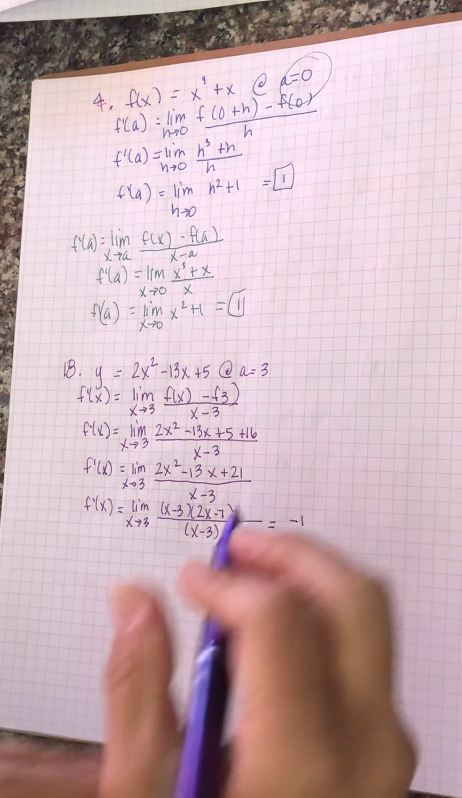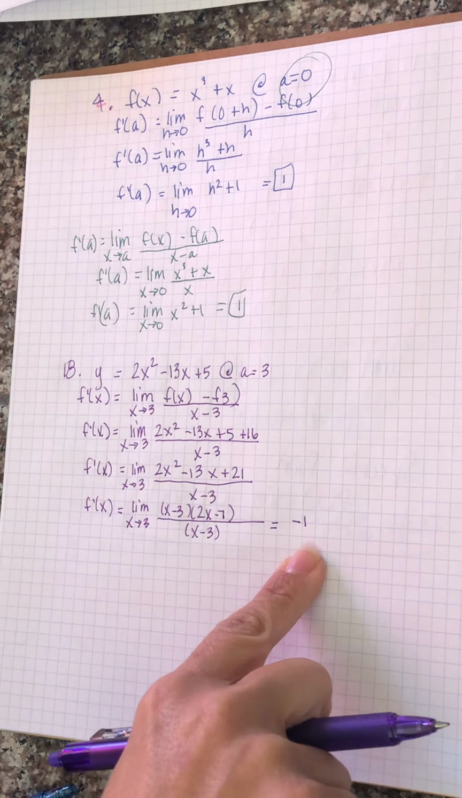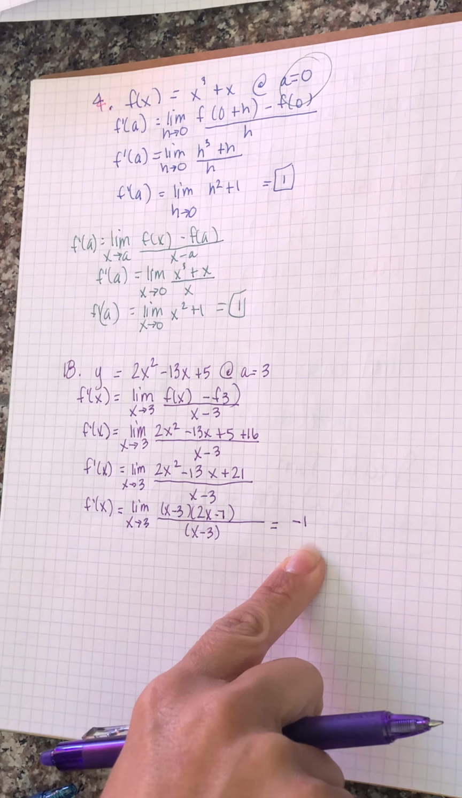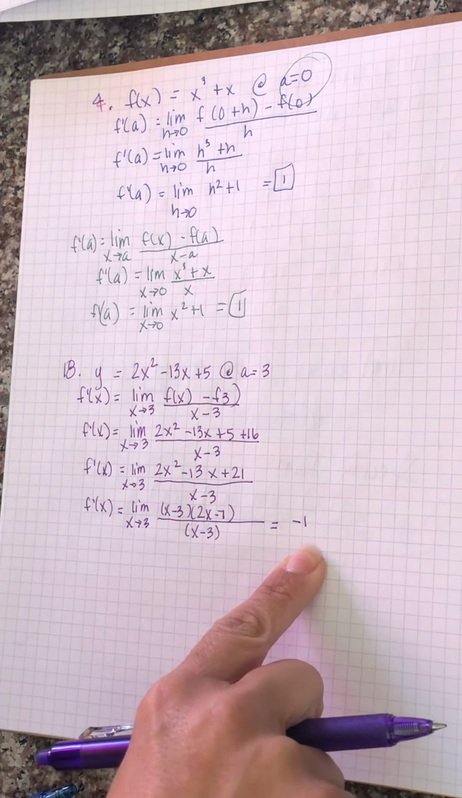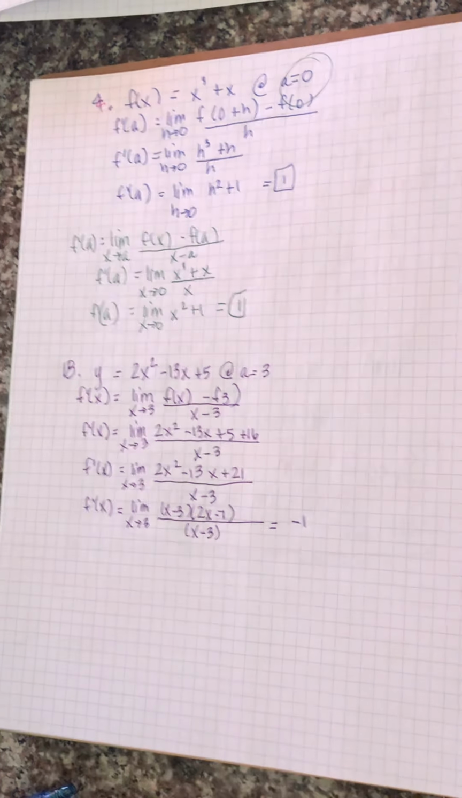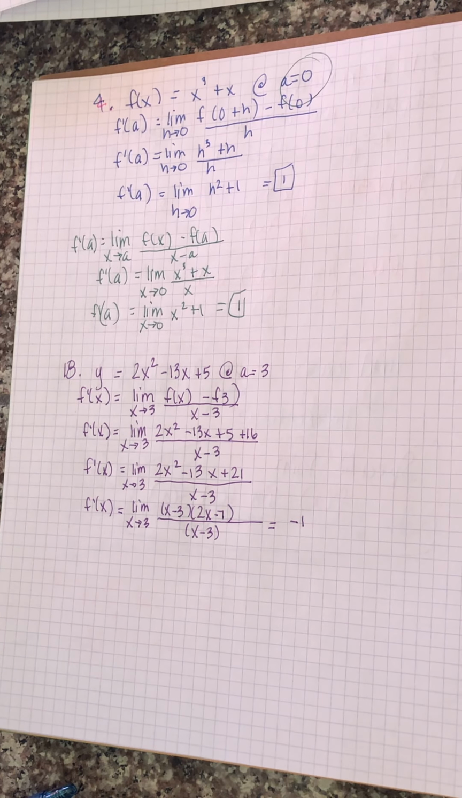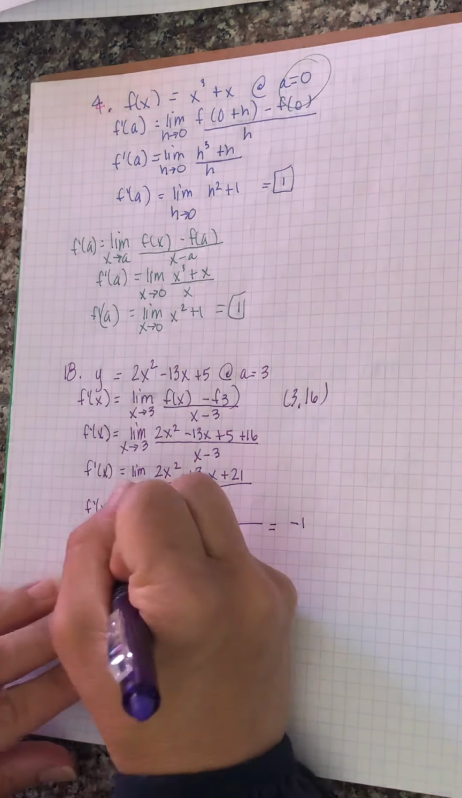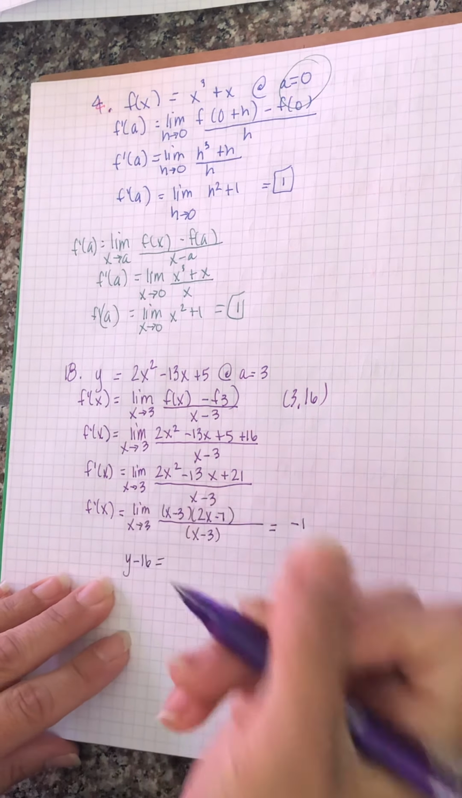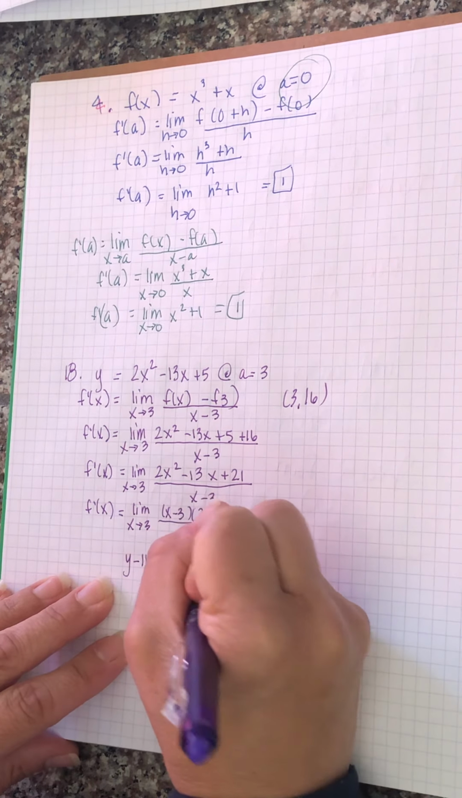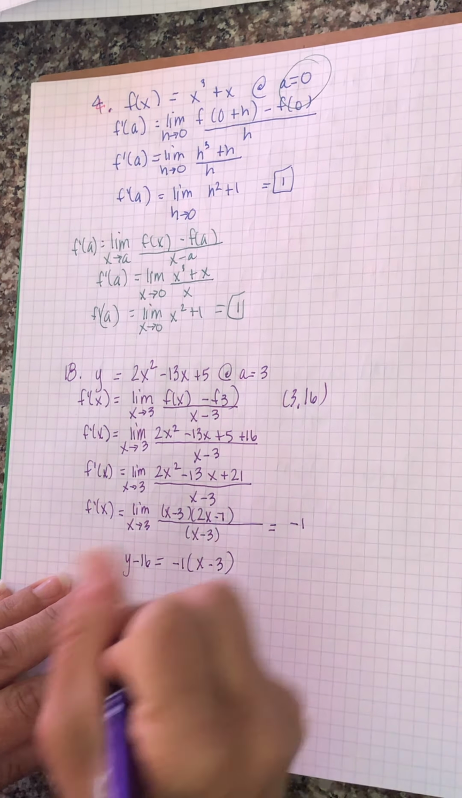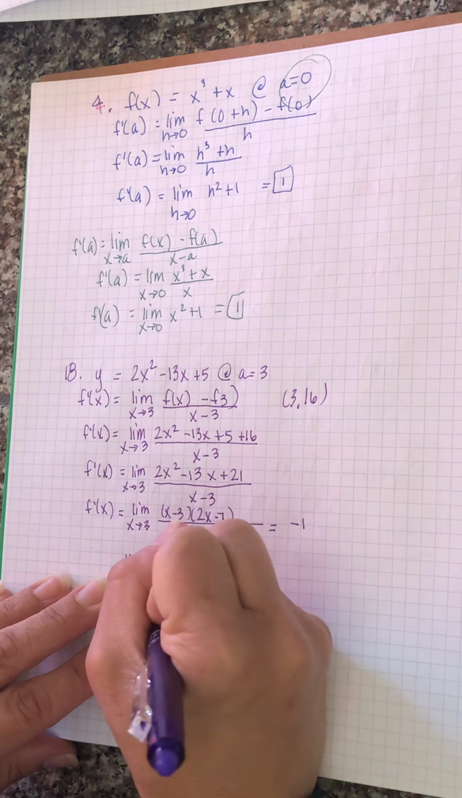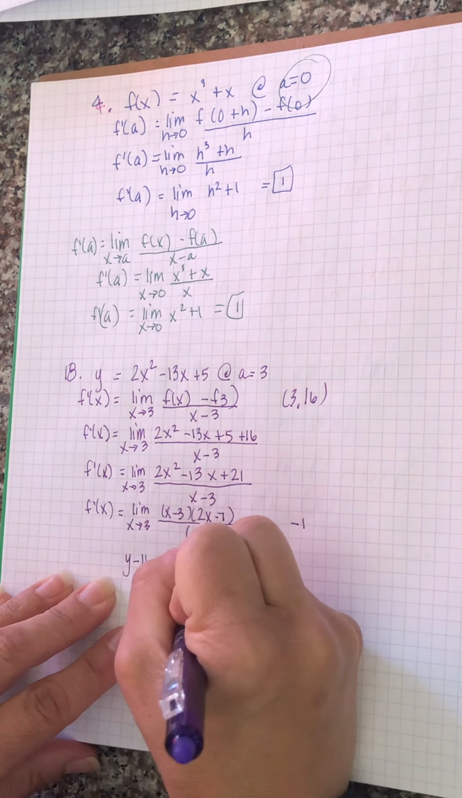You have not answered the question. This is the slope of the tangent line at 3, negative 16. It's not the tangent line, it's just the slope of the tangent line. So they want you to find the equation. Okay, so it's 3, 16. So y minus 16 equals negative x minus 3. So this is y equals negative x plus 3 plus 19.